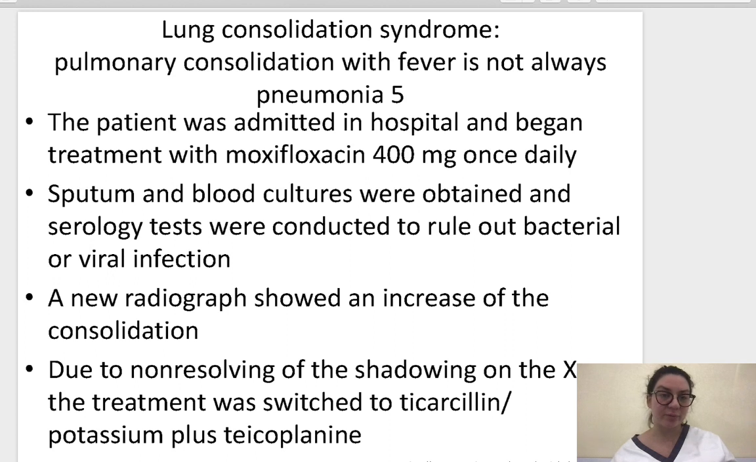Yes, it is the initial antibacterial therapy. Sputum and blood cultures were obtained and serology tests were conducted to rule out bacterial or viral infection. A new radiograph showed an increase of consolidation, even on the basis of treatment. Yes, it was worsening and an increase of the zone of consolidation. Due to non-resolving shadowing on X-ray, the treatment was switched to ticarcillin potassium plus teicoplanin. Yes, it is a combination of other antibiotics that are more specific and more significant for some rarer infection.